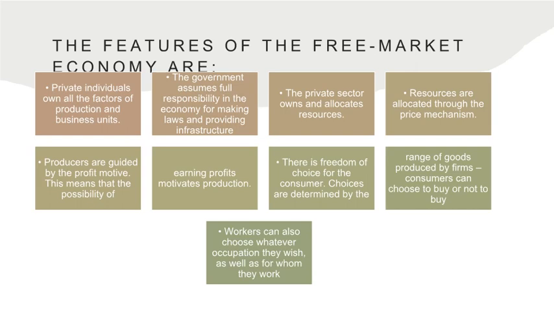6. There is freedom of choice for the consumer. Choices are determined by the range of goods produced by firms. Consumers can choose to buy or not to buy. In addition, workers can also choose whatever occupation they wish, as well as for whom they work. Finally, there is consumer sovereignty, where consumers' purchase or failure to purchase a good determines which goods are produced and in what quantities in the economy.